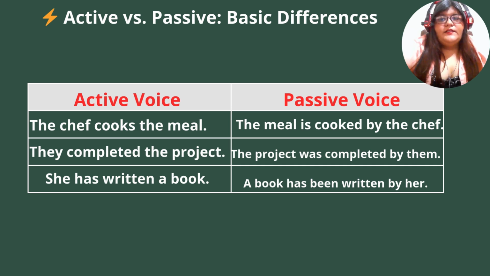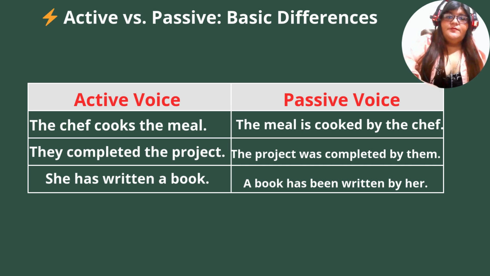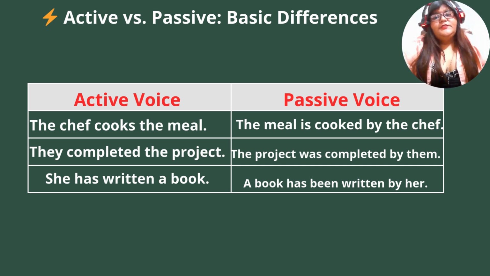Then we have active versus passive voice, basic differences between them. We have active voice: the chef cooks the meal. In passive voice it will be: the meal is cooked by the chef. In active voice, we have they completed the project. And in passive voice, we have the project was completed by them. And then we have she has written a book. And in passive voice, we have a book has been written by her.